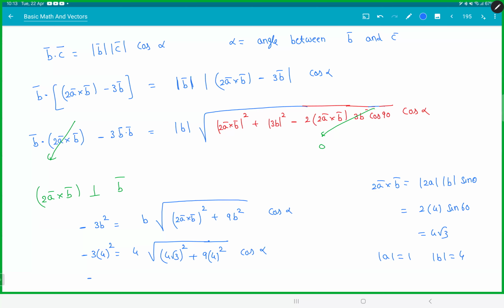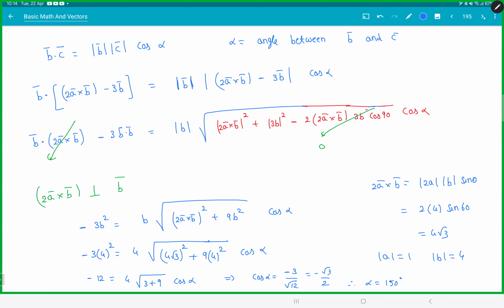Simplify this one. 4 will go off. This will be minus 12. This will be 16 into 3 plus 9 into 16. Actually, I can take out 4 also common here. That will be root 3 square, 3 plus 9, cos alpha. That will become root 12. So 4 root 3 by root 12. Root 12 is how much? 2 into root 3. Minus root 3 by 2. Therefore, alpha is 150 degrees.